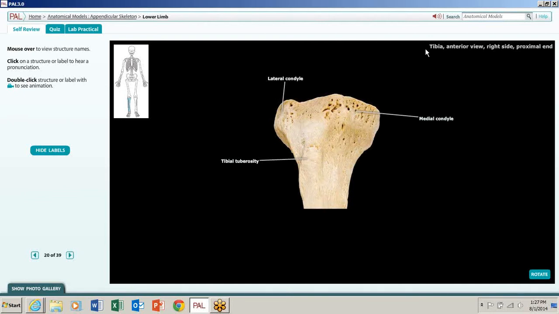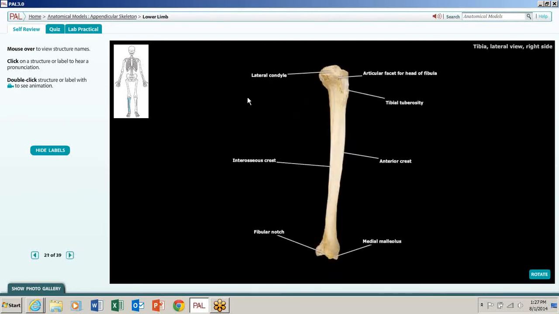There's the tibia, anterior view, right side, proximal end. There's the medial condyle, lateral condyle, tibial tuberosity. There's the tibia, lateral view, right side. There's the tibial tuberosity, anterior crest, the medial malleolus, and the lateral condyle.